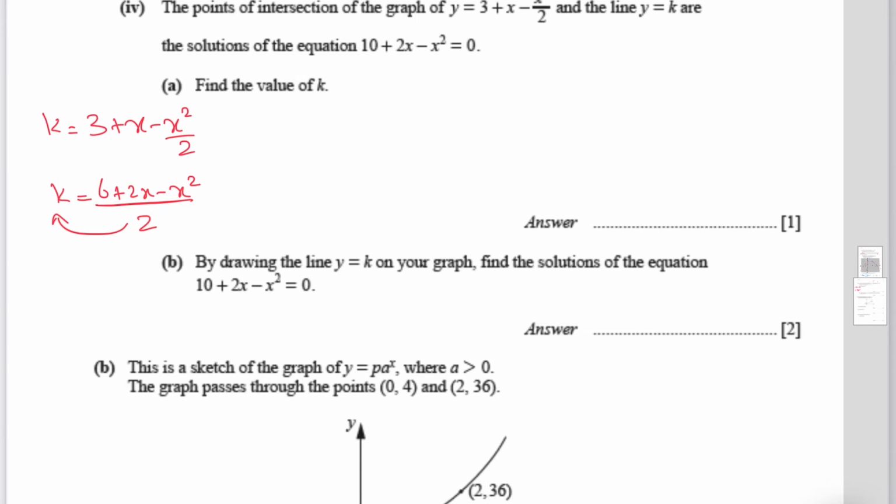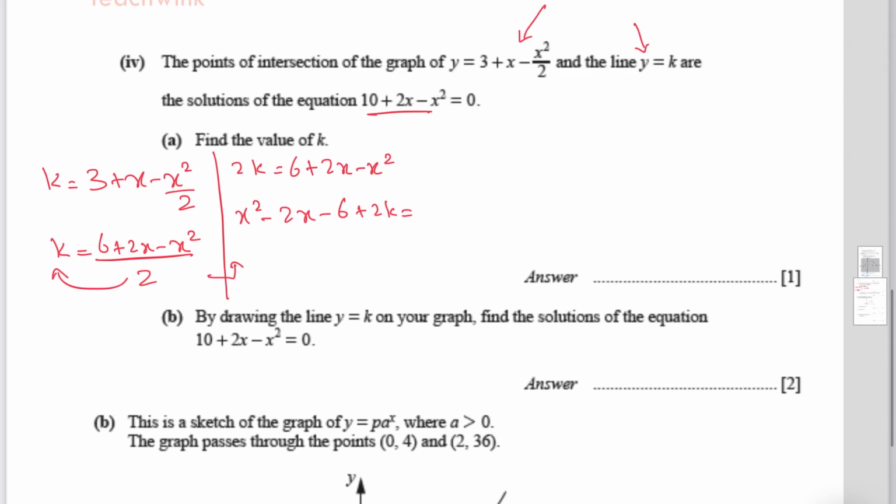So what happens is, let's do this over here. So 2k is equal to 6 plus 2x minus x square. Let's bring everything on one side. Let's take the negative x square and the other values on the right side to the left. So you get x square minus 2x minus 6 plus 2k equal to what? Equal to this equation right here. So you do 10 plus 2x minus x square.